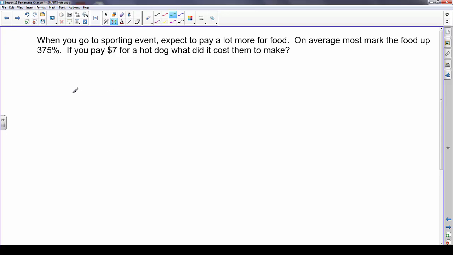So let's set this up. If I start at 100, I want to know what was the original price of the hot dog before they marked it up. Well, I don't know that, so that's what I'm going to call X. I know my new price is $7. And that is an adjustment of a markup of 375%. Well, if I started at 100% and I mark it up, or I increase 375%, that puts me at 475% now.